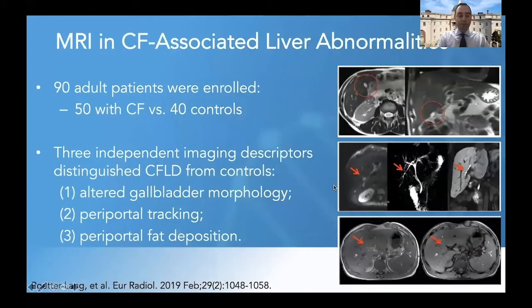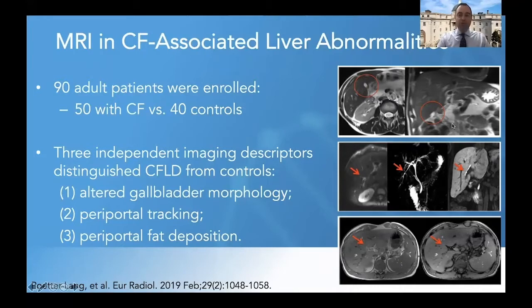How about MRI? A very helpful study from approximately 2 years ago from Europe looked at some of the key features of CF liver abnormalities in adult patients with CF. And this group found that there were 3 independent imaging descriptors that were able to distinguish patients with liver involvement in CF from controls. They included an altered gallbladder morphology in terms of microgallbladder seen in the upper right-hand corner, periportal tracking around the portal tracts, and periportal fat deposition.